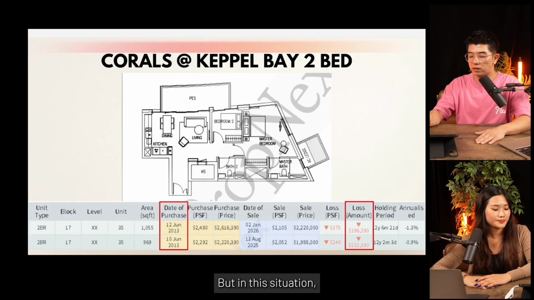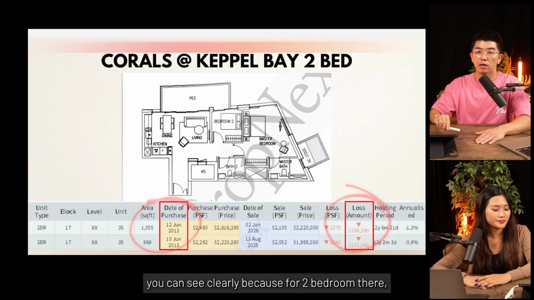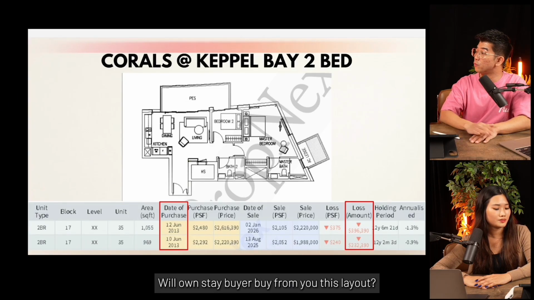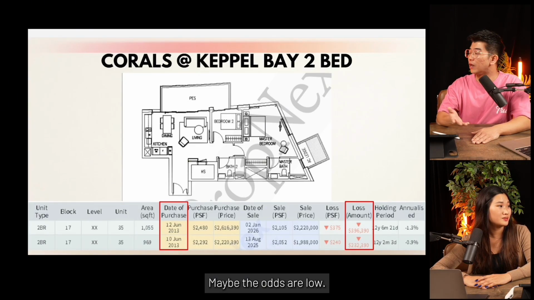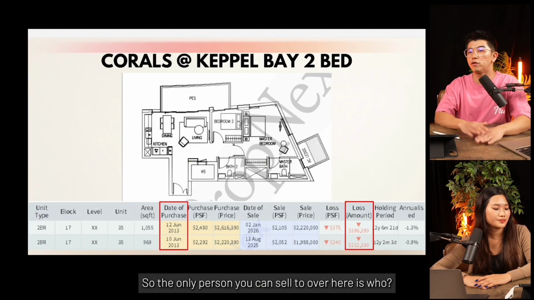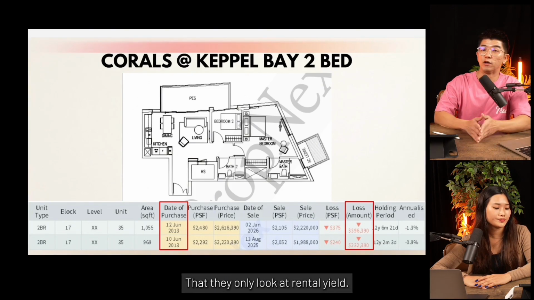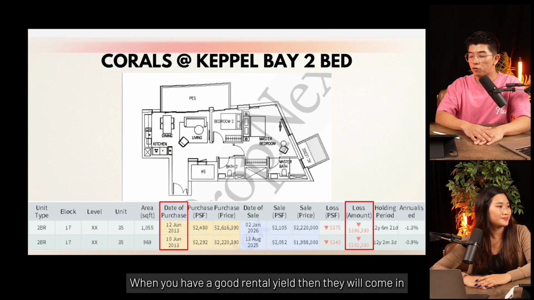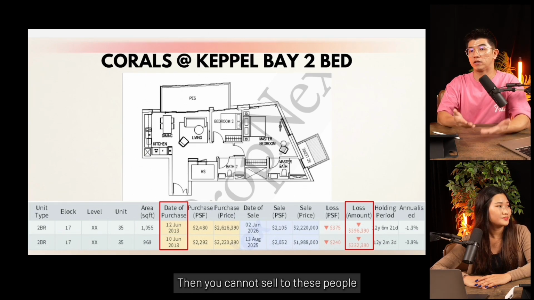But in this situation, you can see clearly, for the 2-bedroom there, who are the only people you can sell to now? Will own-stay buyers buy this layout from you? Maybe the odds are low. So the only people you can sell to over here are the investors, who only look at rental yield. They don't really care so much about the layout or the floor level. When you have a good rental yield, then they'll come in. If your rental is not so good, then you cannot sell to these people.